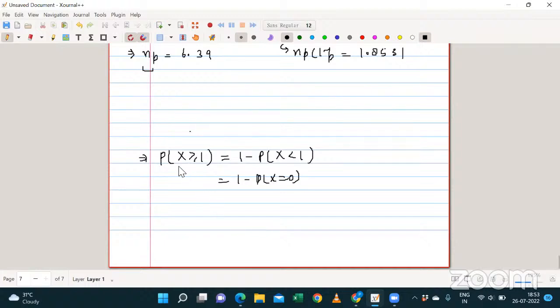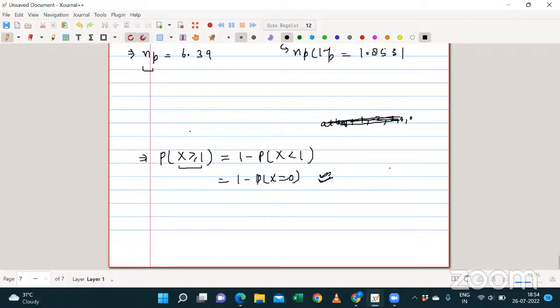No. Because it's asking for at least one, it means at least one 6 should be there. I calculated for x equal to 0, right? That is probability x less than 1, that is x equal to 0, and then I subtracted it from 1. So that is at least one 6.